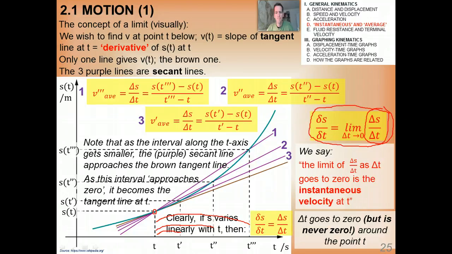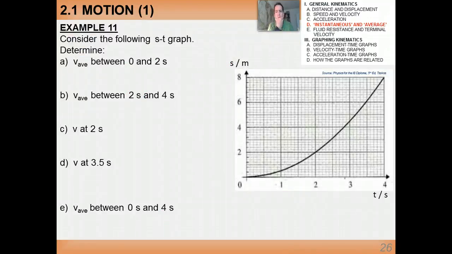Okay, so here's an example. Go ahead and pause the video and try this example on your own.